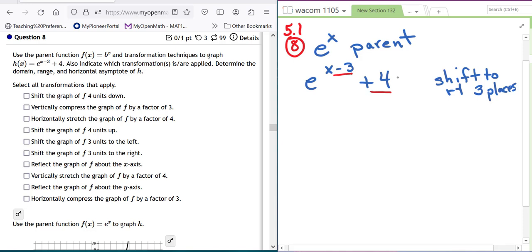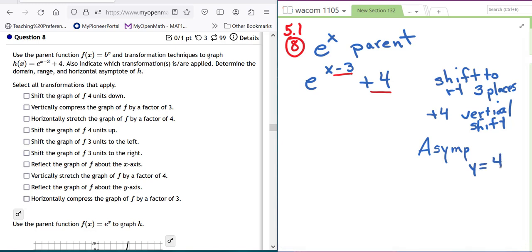And this +4 is a vertical shift. This is the one that will affect your asymptote. It will move your asymptote up and down. Your original asymptote with these exponential functions is y equals 0. And so now it's going to be y equals 4 will be your asymptote. And an asymptote is a line that things go toward. So y equals 4 is what we're going to go toward.